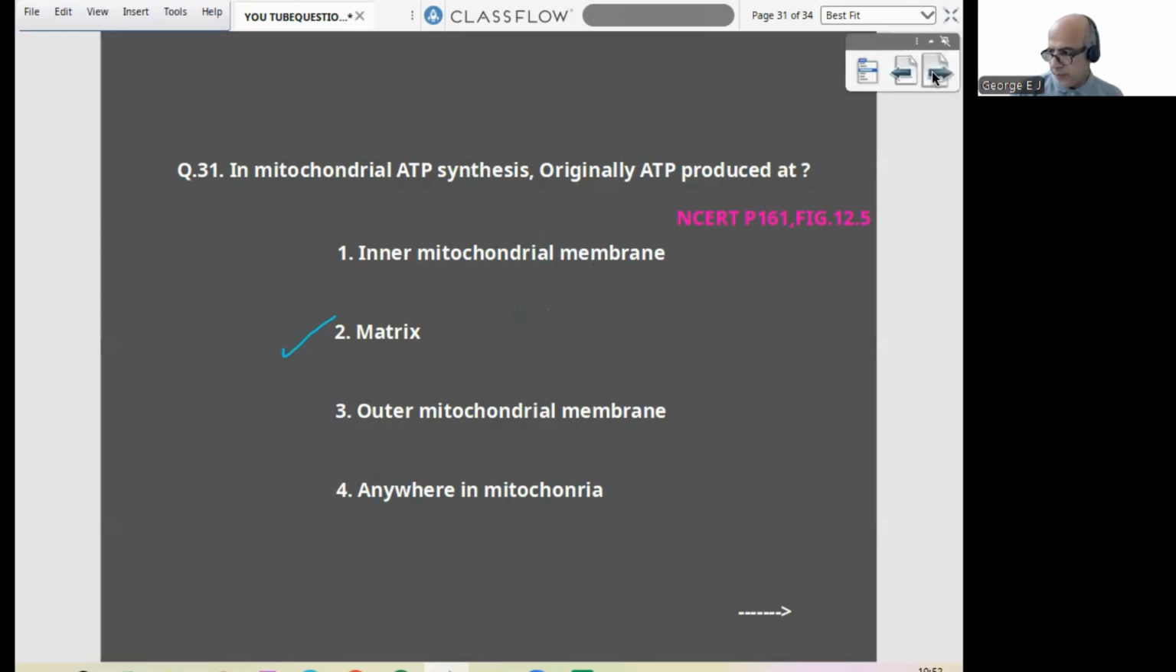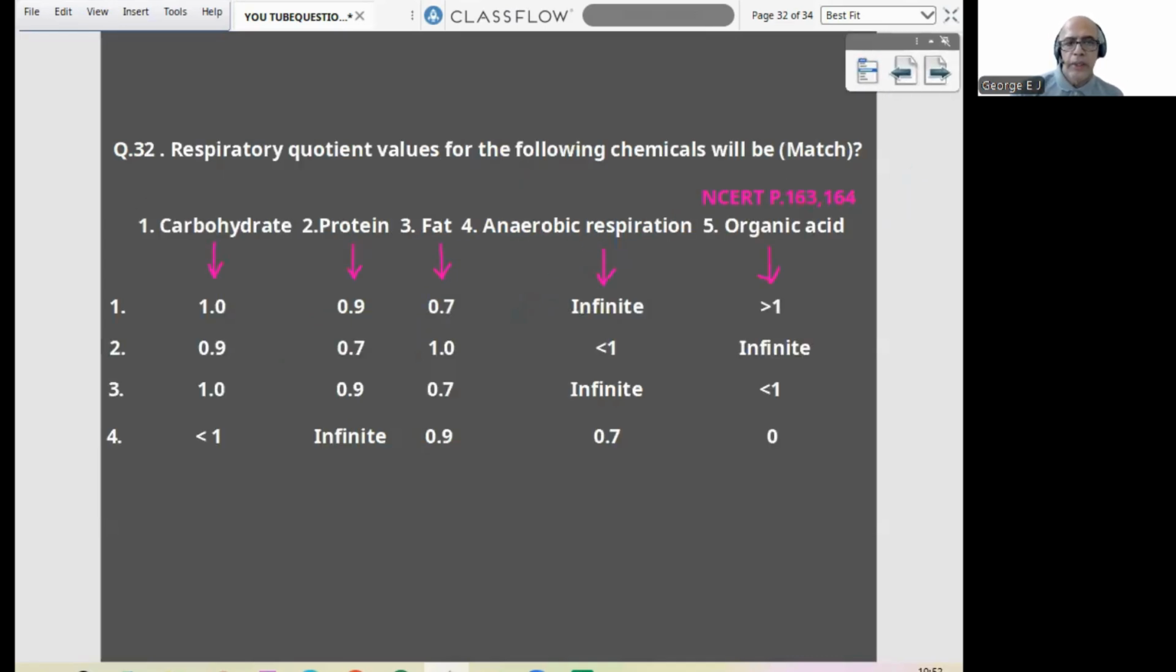We can proceed. 32 is concerned with RQ. RQ is another regular question. Respiratory quotient values for the following will be matched: carbohydrate, fat, protein, anaerobic respiration, organic acid. As we know, carbohydrate is always 1, CO2 by O2. Protein is slightly less than 1, so the normal value will be 0.9. Fat will usually be 0.7. In anaerobic respiration, O2 is not involved, so it is infinite. Organic acid will be greater than 1. So the option is 1.